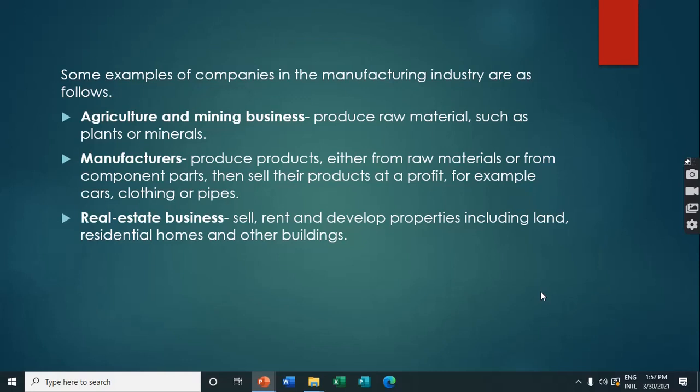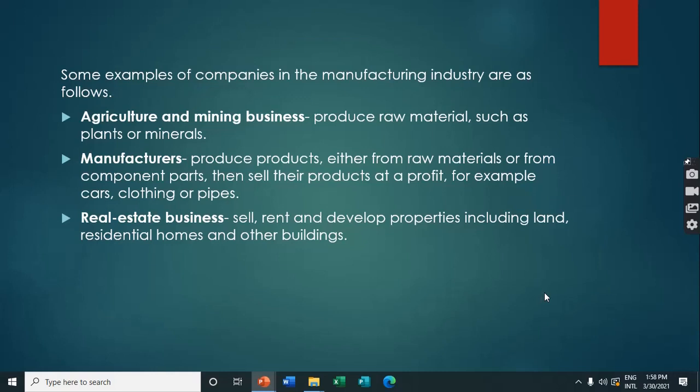So, number second is the manufacturers. So, sino ba si manufacturers? Produce product either from raw materials or from component parts. Ito yung example natin kanina. Then, sell their products at a profit. For example, yung cards natin, clothing, or yung mga pipes natin. Basta lahat ng businesses na nagmamanufacture. That may raw materials sila, and then gawin nila they will turn the raw materials into a new product. So that is manufacturing business.